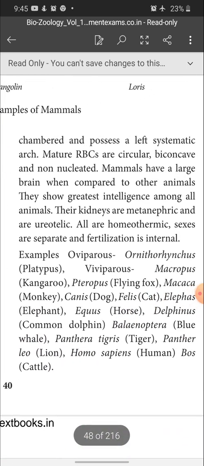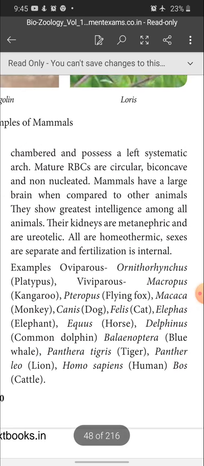Heart is four-chambered and possesses a left systemic arch. Mature RBCs are circular, biconcave, and non-nucleated. Mammals have a large brain when compared to other animals. They show the greatest intelligence among all animals. Their kidneys are metanephric and ureotelic. All are homeothermic. Sexes are separate and fertilization is internal.